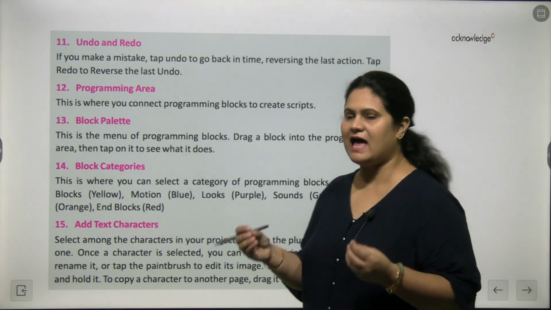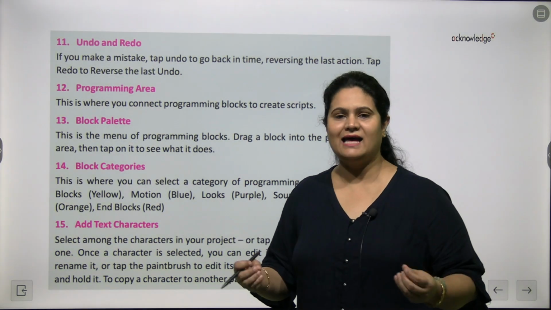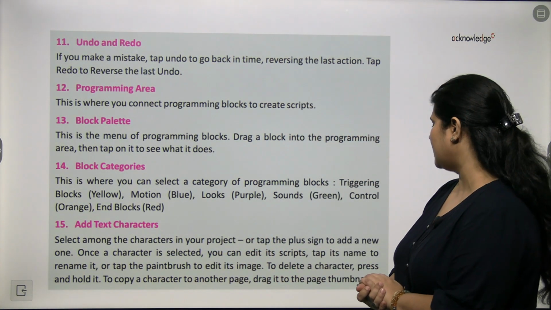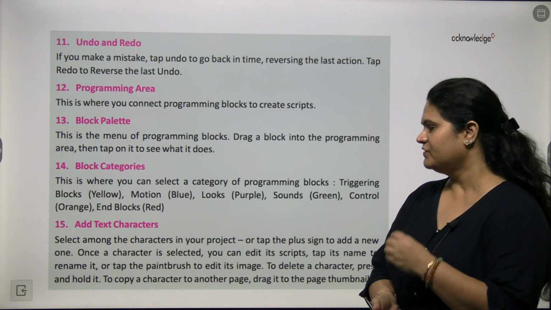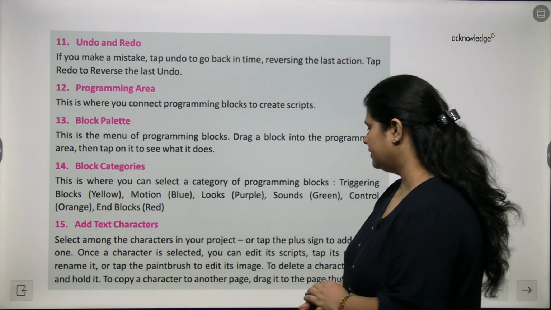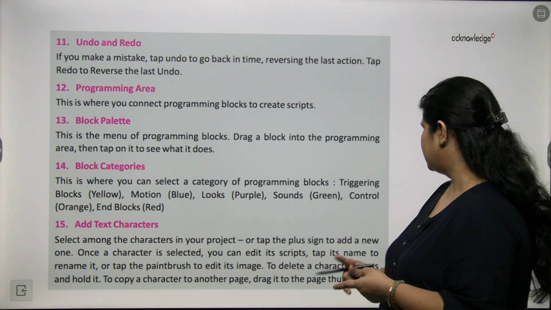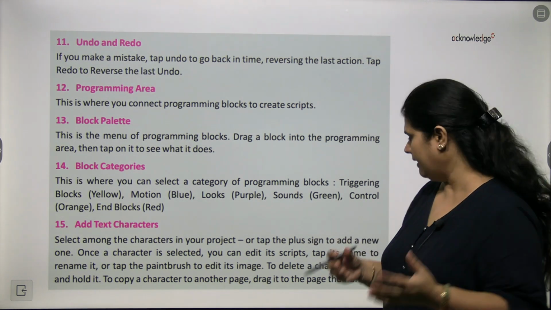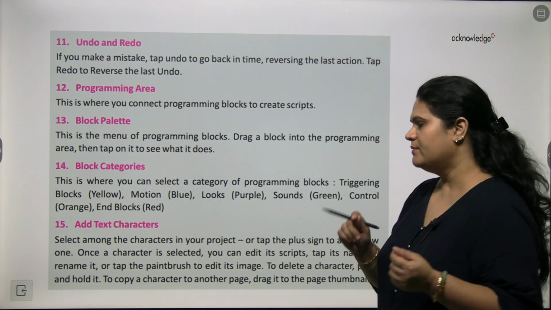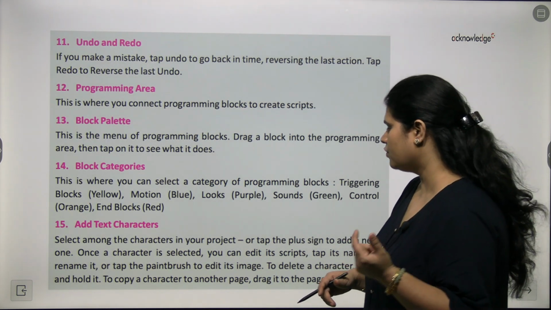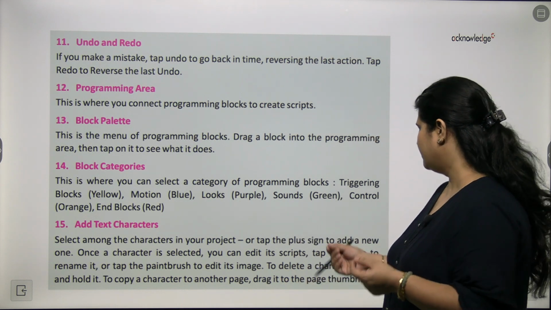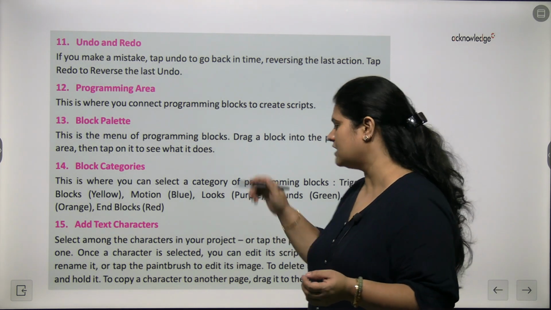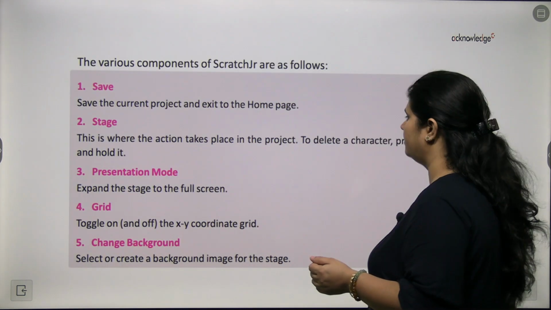Next, we have add characters. How do you add characters to your project? Select among the characters in your project or tap the plus sign to add a new one. Once a character is selected, you can edit its script, tap its name to rename it, or tap the paint brush to edit its image. To delete a character, press and hold it, and to copy a character to another page, drag it to the page thumbnail. So you can select among all the characters in your project.